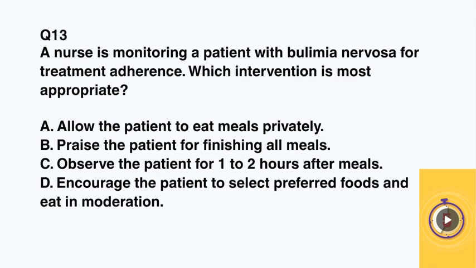A nurse is monitoring a patient with bulimia nervosa for treatment adherence. Which intervention is most appropriate? Letter A, allow the patient to eat meals privately. Letter B, praise the patient for finishing all meals. Letter C, observe the patient for 1 to 2 hours after meals. Or letter D, encourage the patient to select preferred foods and eat in moderation.